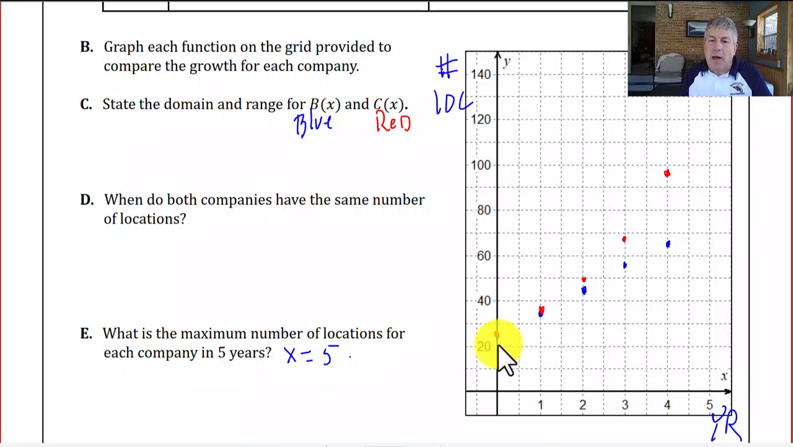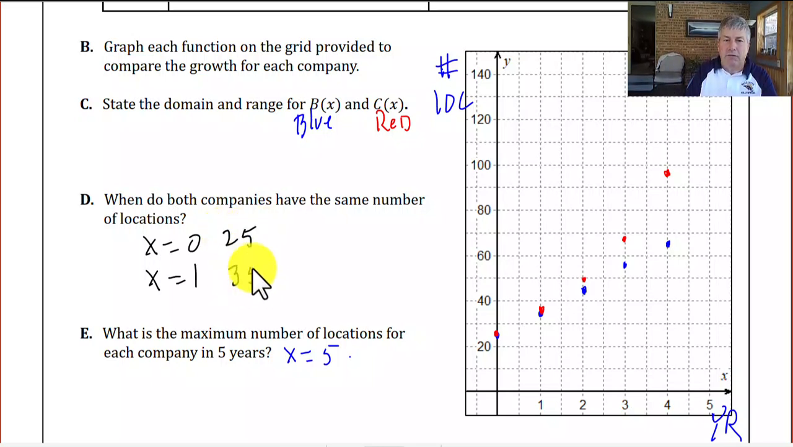So I've plotted my points. The blue is our linear function, and our red scatter plot is Central Computing, so our exponential growth. And when do the companies have the same number of locations? Well, they have the same number of locations at x equals 0 and x equals 1, where they're both 25 and 35.